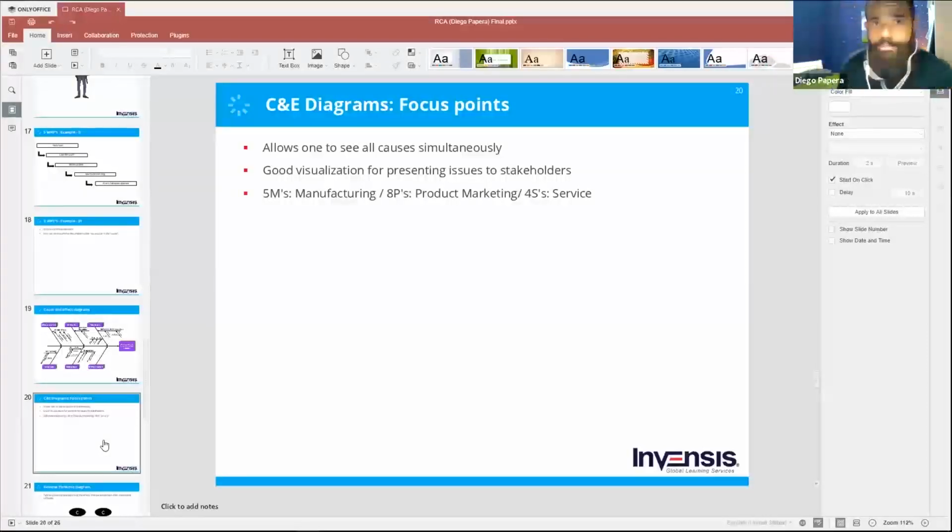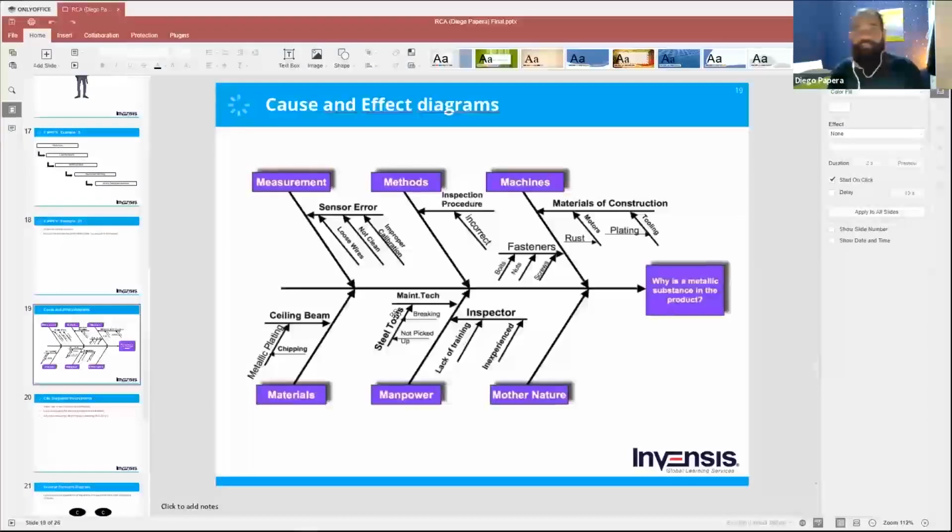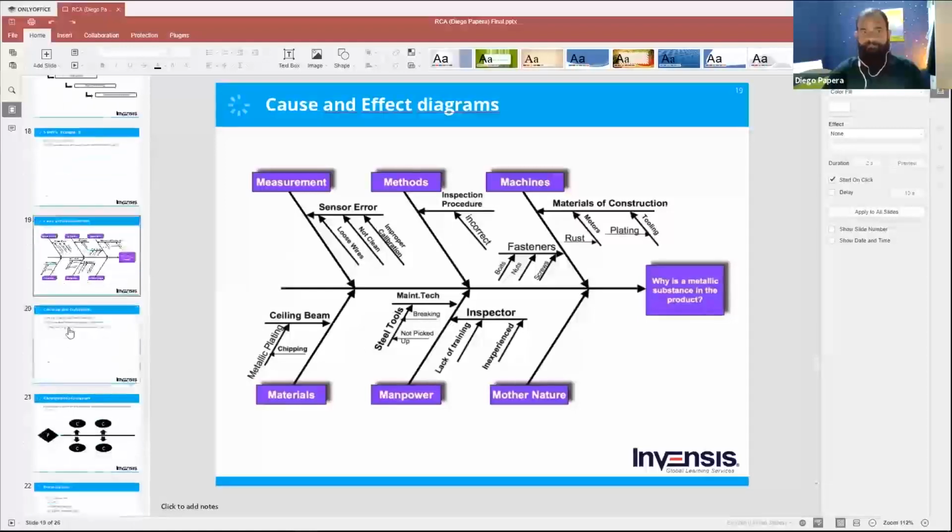As I previously mentioned, please don't take these 5 M's, 8 P's, or 4 S's as a rule of thumb. These are just guidelines and may or may not be relevant to your specific example. Just to see an illustration of this, if we go back to our fishbone diagram, we can see that, yes, there's Mother Nature, but there's no cause connected to Mother Nature. And in this specific diagram, we can very easily just cancel it out and make the diagram simpler.